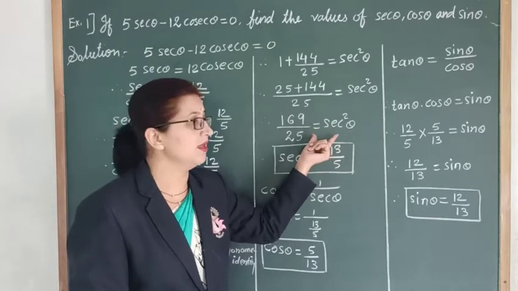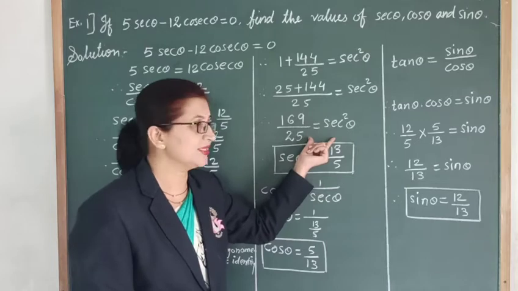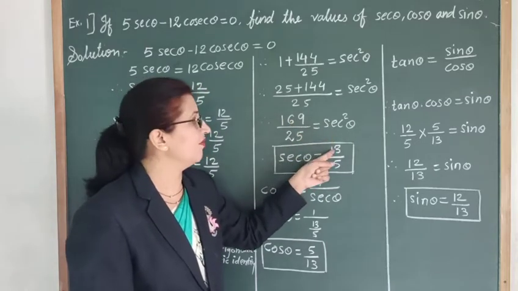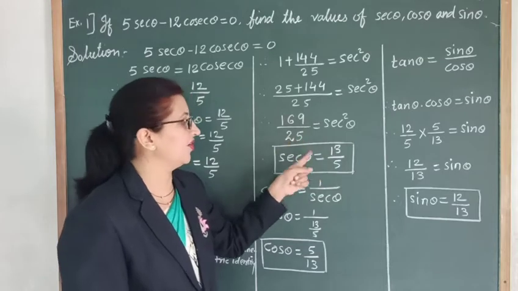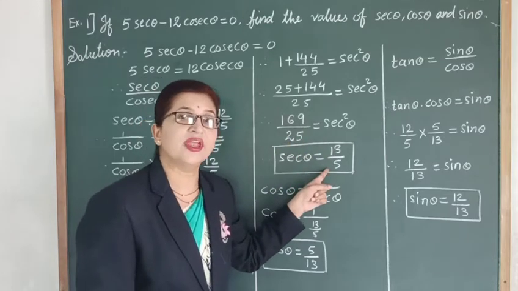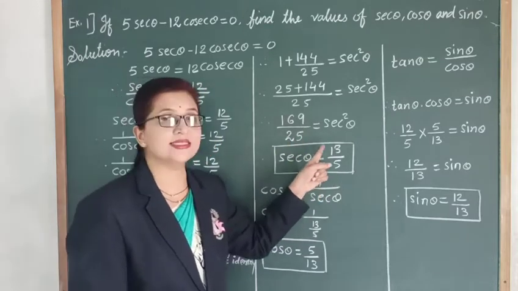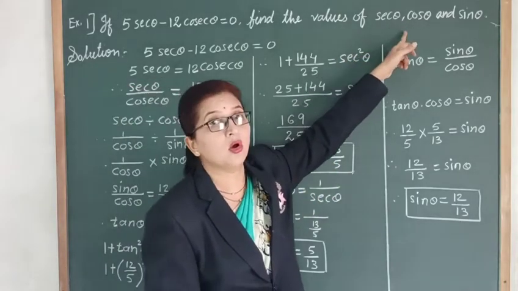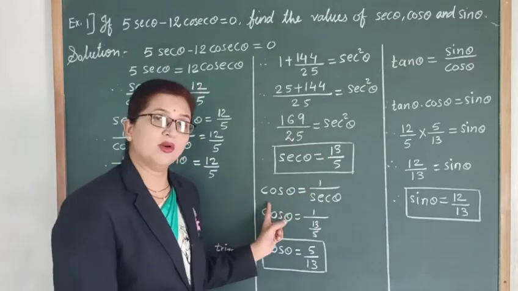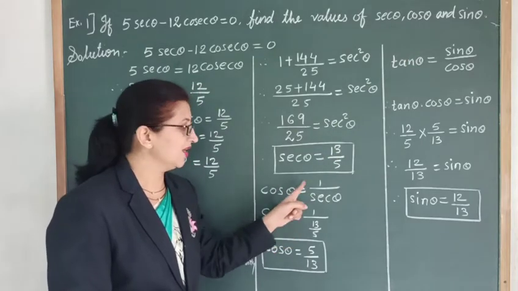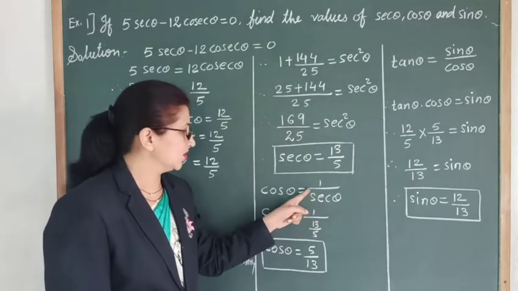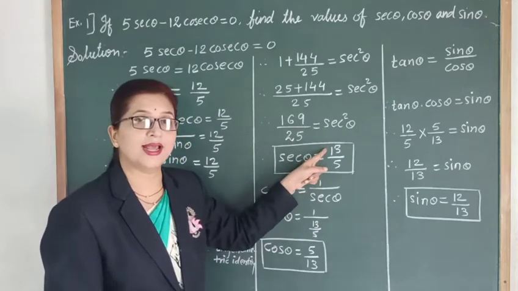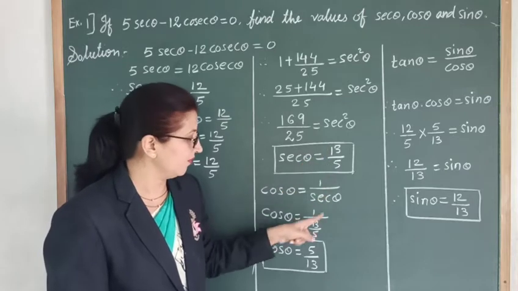We want sec theta, so let's take the square root on both sides. So sec theta is equal to the square root of 169, which is 13, and the square root of 25 is 5. So in this way we got the value of sec theta as 13 upon 5. Now next, what do we have to find out? Cos theta. We know that cos theta is the inverse of sec theta. So let's put the value of sec theta: 1 upon sec theta, which is 13 upon 5.